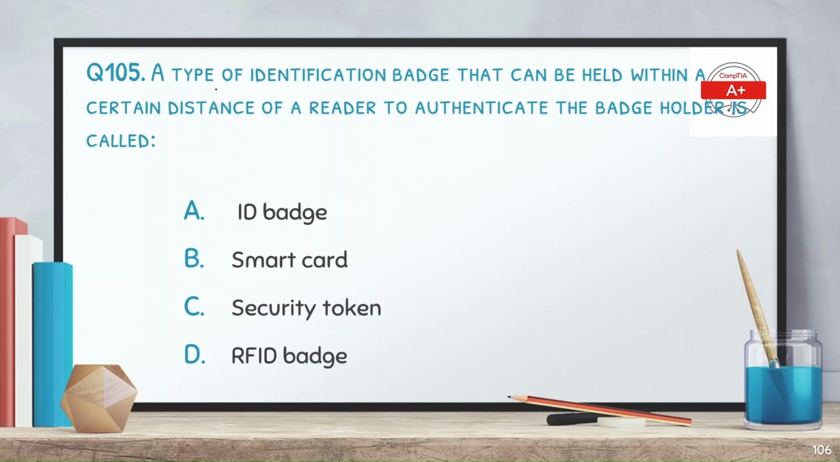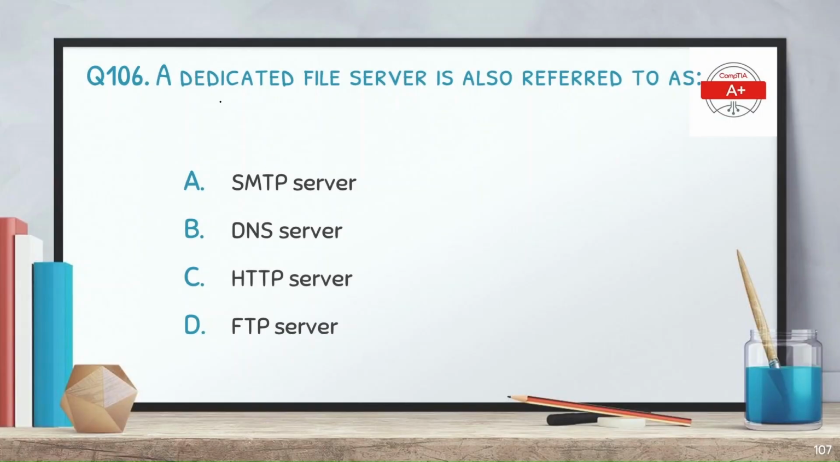Question number 105 is that a type of identification badge that can be held within a certain distance of a reader to authenticate the badge holder is called. Options are A, ID badge, B, smart card, C, security token, and D, RFID badge. And the correct option is the RFID badge.